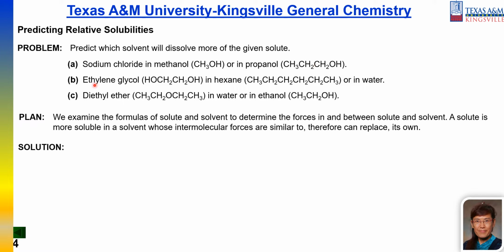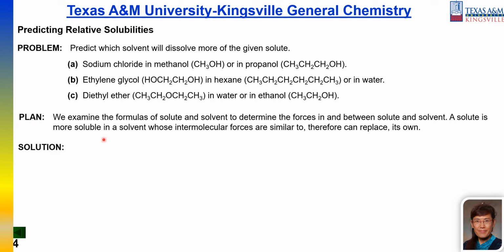Second question, you have your ethylene glycol. This is HOCH2CH2OH. You see there are 2 OH groups. Is it more soluble in hexane, which has 6 carbons, or in water? Which one dissolves more? The third question, this molecule is called diethyl ether. Is it more soluble in your water or in your ethanol?